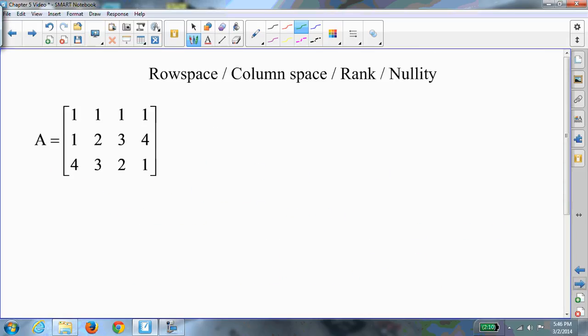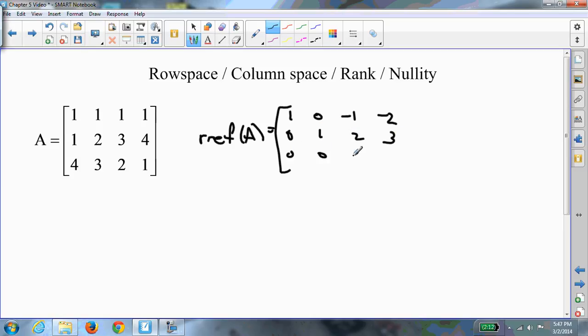Okay, in section 5, we talked about the idea of row space, column space, and then in section 6, we talked about rank and nullity. So I'm going to try to put the two ideas together. I have a matrix here, A. First thing I'm going to do is to RREF it. So if I RREF A, I get 1, 0, -1, -2, 0, 1, 2, 3, 0, 0, 0, 0.